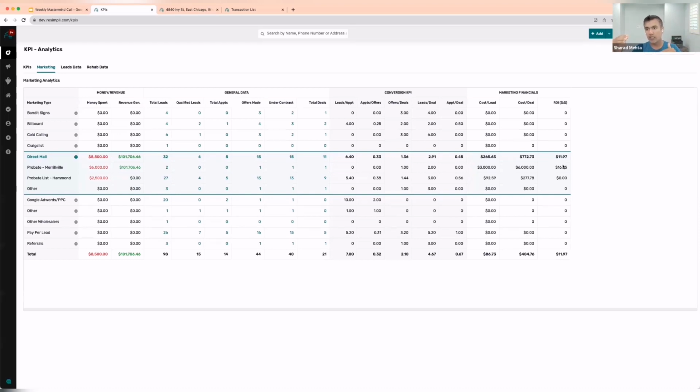So then it would start getting adjusted. As you make more money, your ROI would go up. As you spend more in marketing, your ROI would come down. That's why it's important that you look at the numbers on a weekly basis.